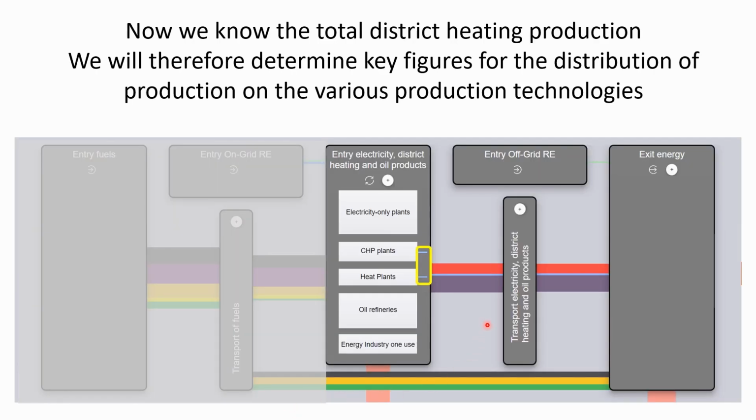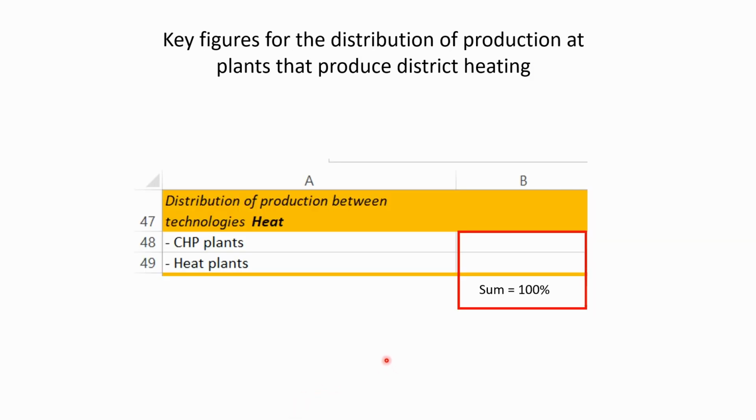We're now looking at district heating. We know the total district heating end use here, the losses in the distribution system, and we also know the district heating consumption here in the energy industry. So now we have to define how this district heating is produced, how much is produced on combined heat and power plants, and how much is produced on heat-only plants. In the Excel sheet, we set key figures for the percentage of production on CHP plants and heat-only plants.